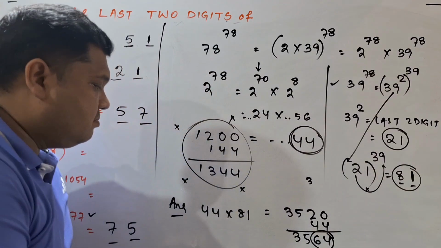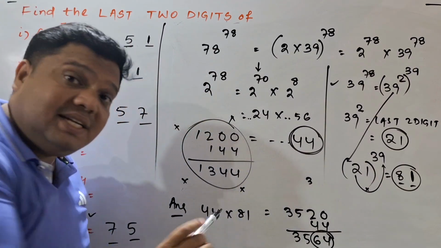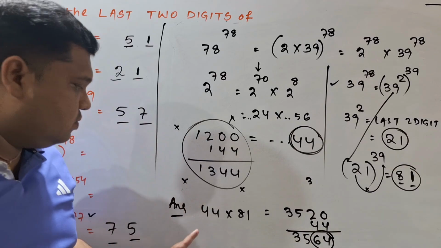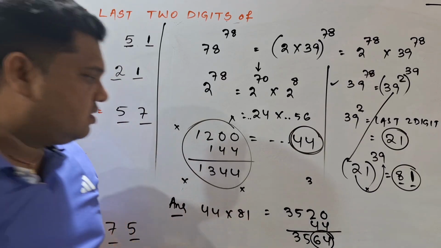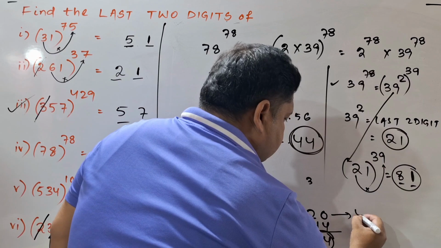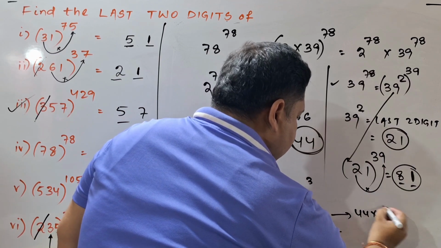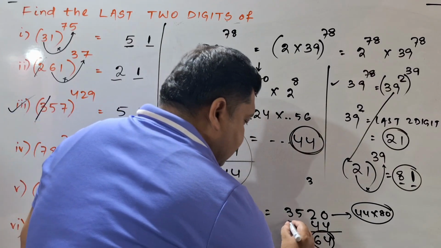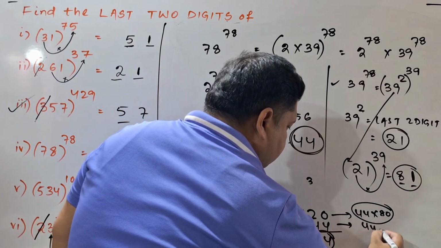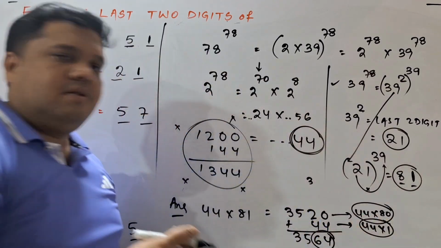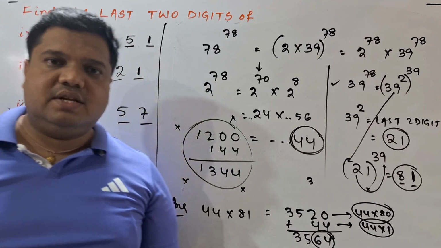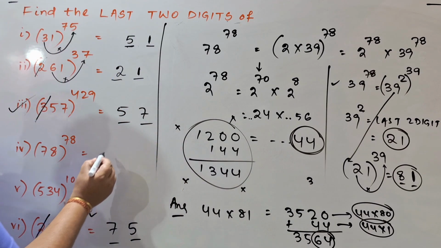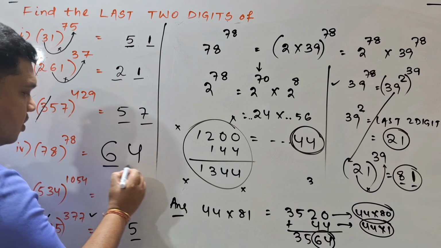What I do is I multiply 44 with 80. Then I add that result with 44 into 1. So this one is 44 into 80. I will get 3520. Then I add 44 with it. In this way, if you do the rough work, you will easily get the correct answer. So the answer for this one is 64. All of you cross check.